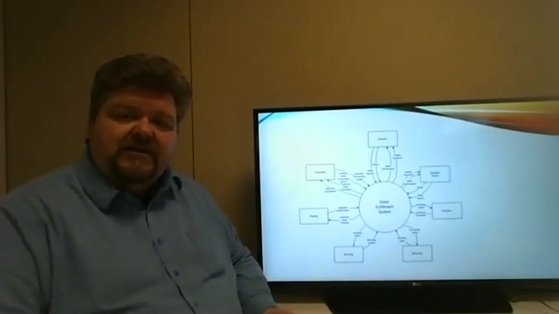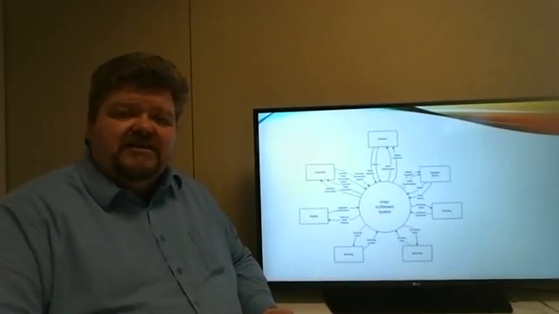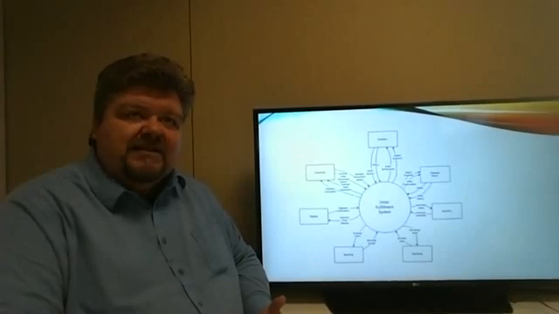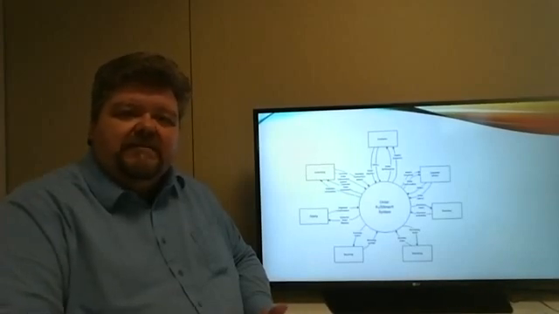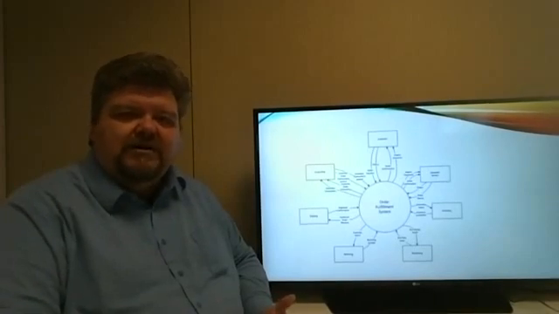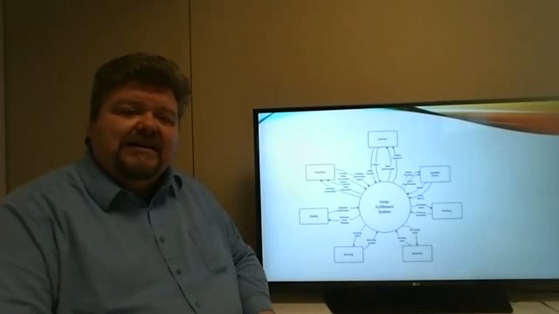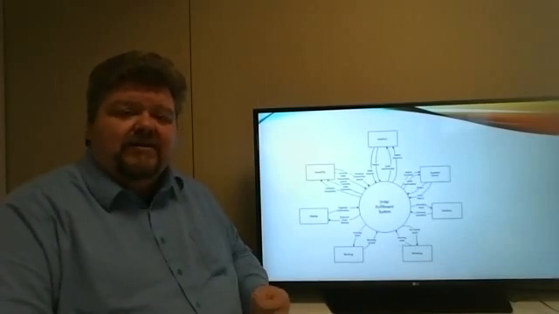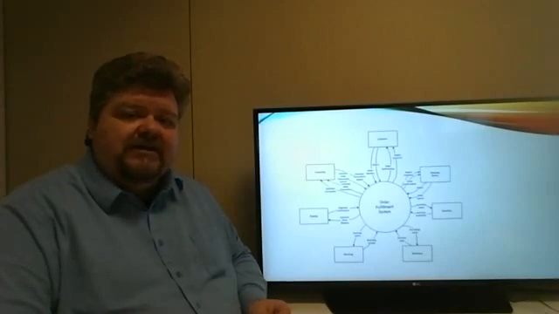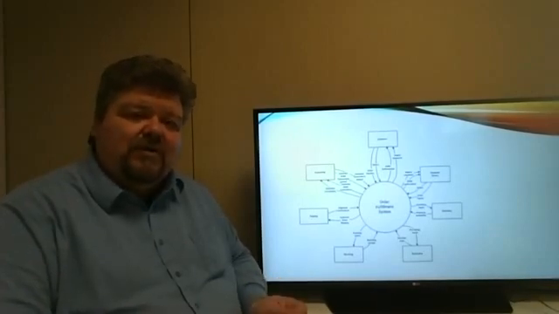Your external agents here can be systems, they can be websites, they can be processes, they can be business units, people within your organization or external to your organization that interact directly with your system under discovery. And those are the only external agents you would show on a context diagram, those that interact directly with your system under discovery.